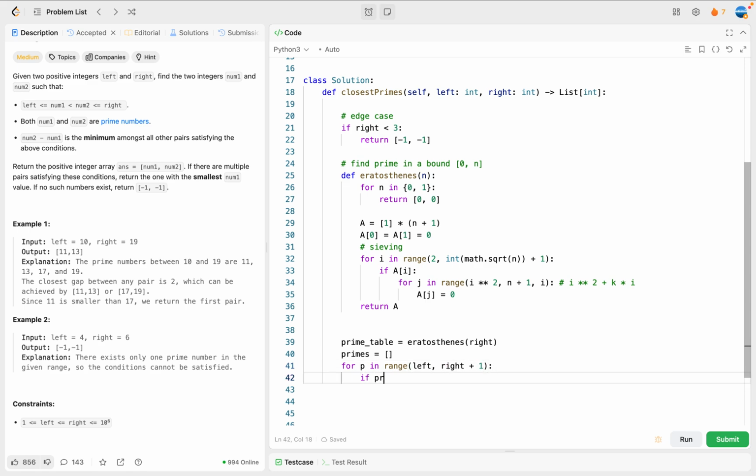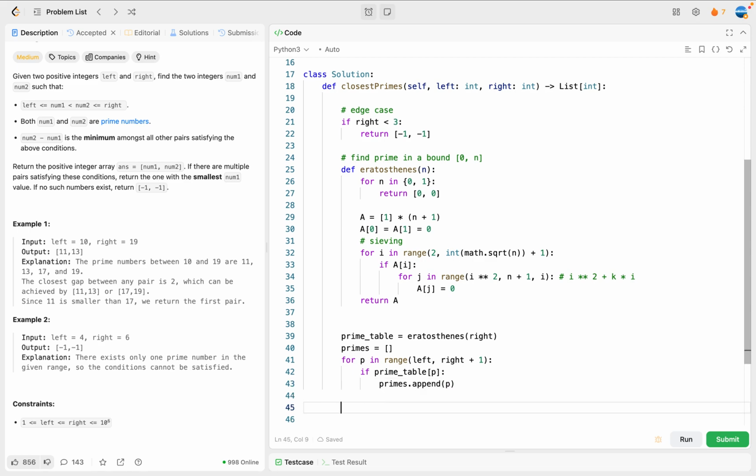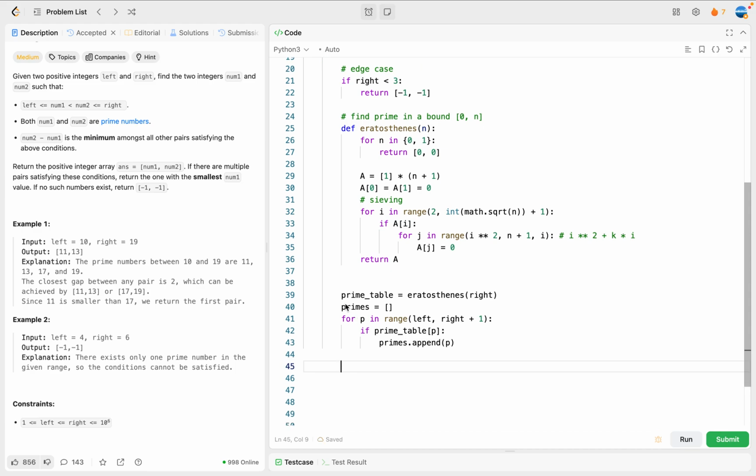So if prime table p, it means if this guy is a prime number, so we are going to do primes append p, right? So then what do we do? So we get all the prime numbers in between. Let me make some annotation. Get all primes in between left and right.